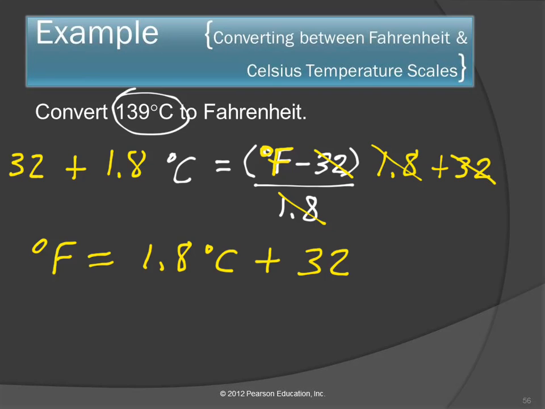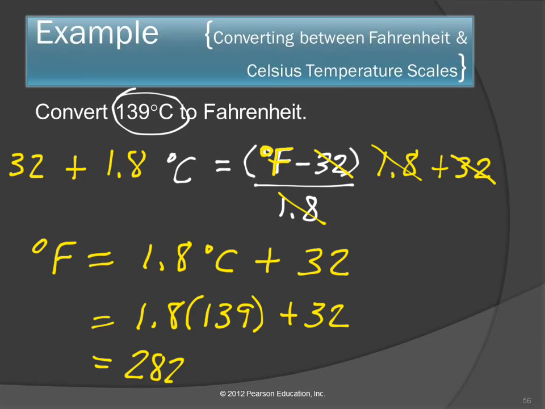Now I have an equation for Fahrenheit. I can just plug in the Celsius. So 1.8 times the temperature in Celsius, which was given as 139, plus 32. I use my calculator, 1.8 times 139 plus 32. Calculator says 282.2. That would be degrees Fahrenheit.